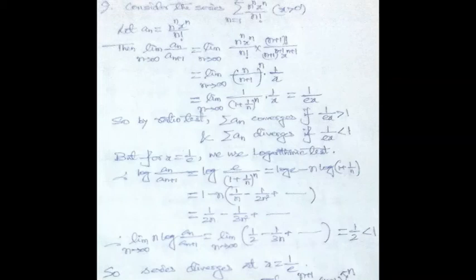Next we have to multiply the log of a_n by a_(n+1) with n, and then we will take the limit as n tends to infinity. The limit as n tends to infinity of n times log of a_n by a_(n+1) is clearly half, that is less than 1. So the series diverges at the point x equals 1 by e, and for the other case I have already discussed using the ratio test.